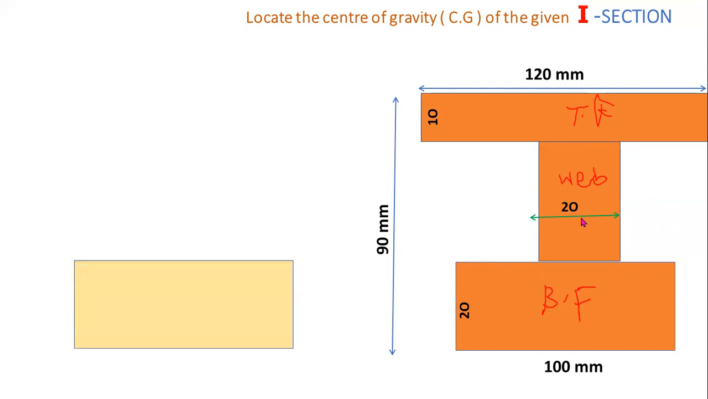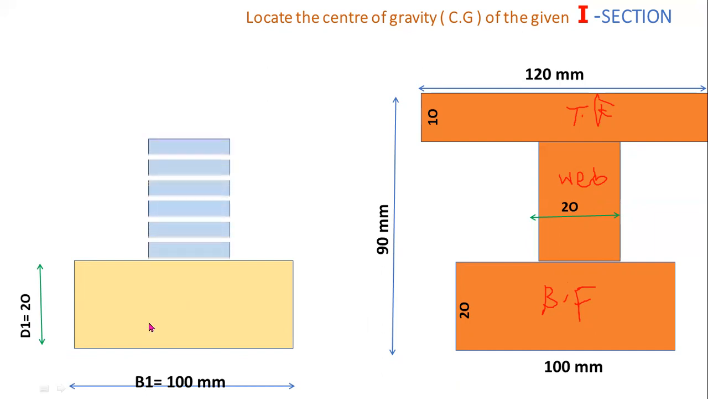Now I am considering this bottom flange as section 1. The dimensions of the bottom flange are B1 equal to 100 mm and D1 equal to 20 mm. Okay, these are the dimensions of a bottom flange.